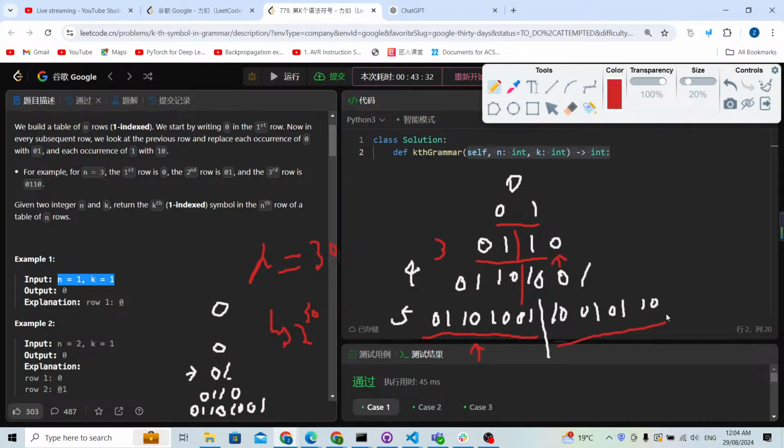But what about if we go to the right part? If we go to the right part, we just use a flip. So for any value, for example, if it is a 0, we just use XOR to flip it.